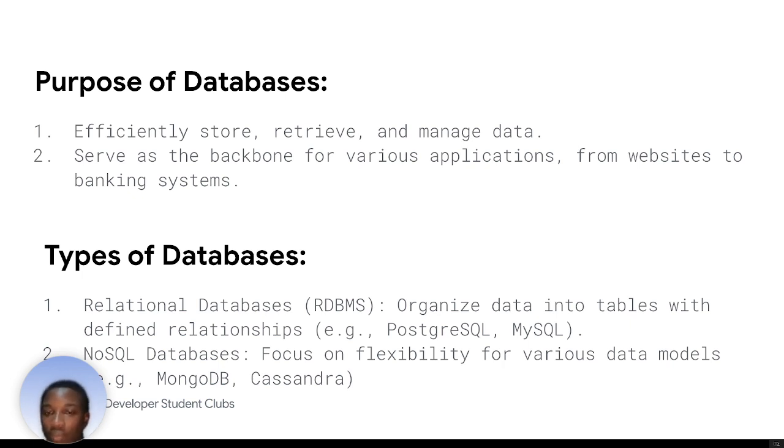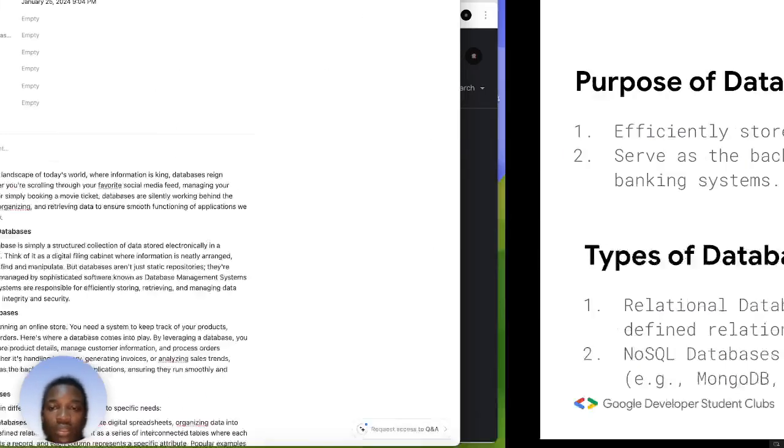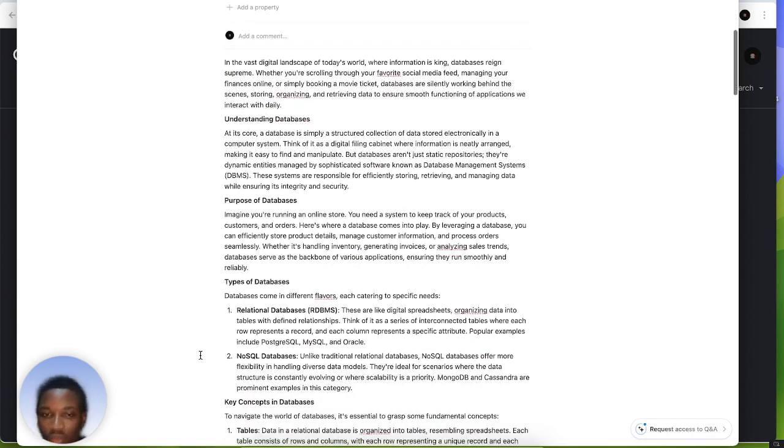For NoSQL databases, they are focused on more flexibility in data models. They are not relational like relational databases are. The popular ones are MongoDB and Cassandra. For better explanation, I'll go through my content to explain it to you.